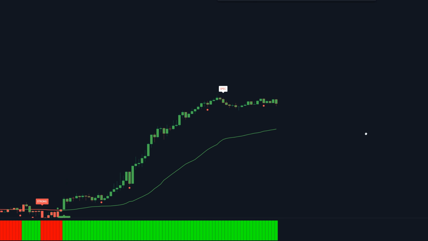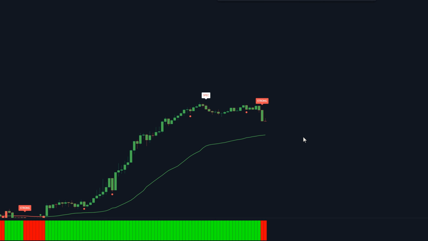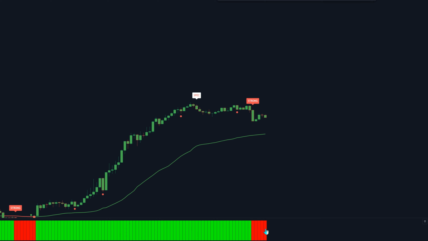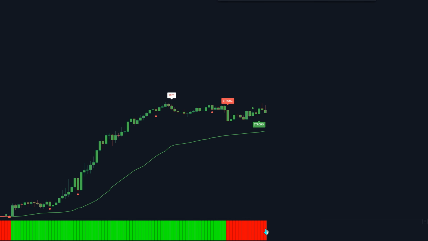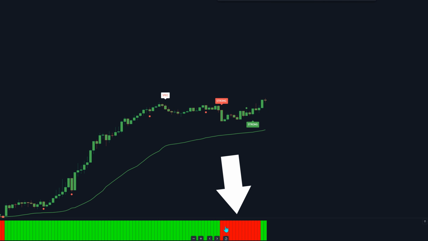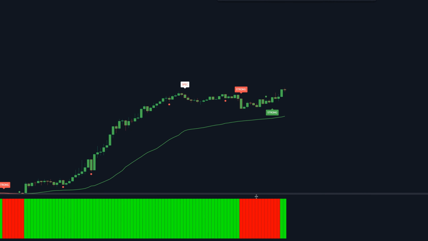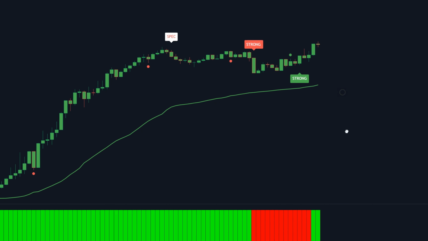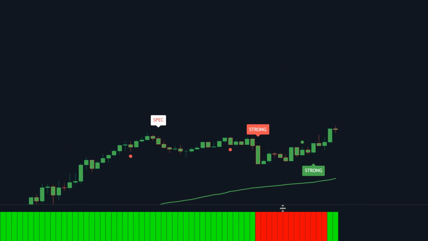Second, we need a pullback to happen within this bullish trend. To confirm that, the Donchian trend ribbon needs to change color from green to red and then from red back to green. This area indicates a market pullback. Third, during the pullback, the price should not close below this green moving average. It can touch it with a wick, but it shouldn't close below it. If it happens to close below it, that setup becomes invalid.